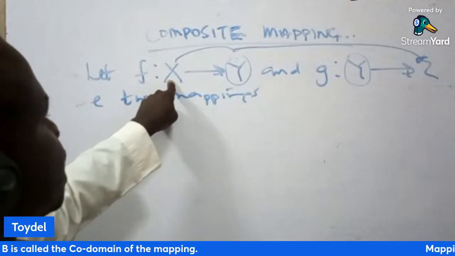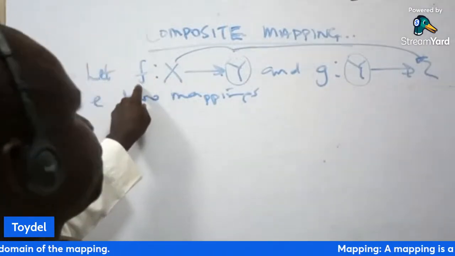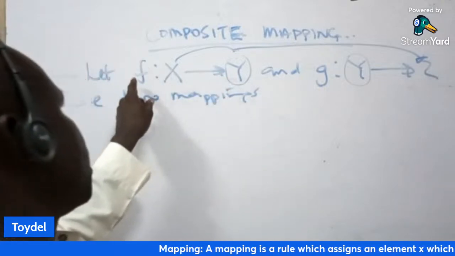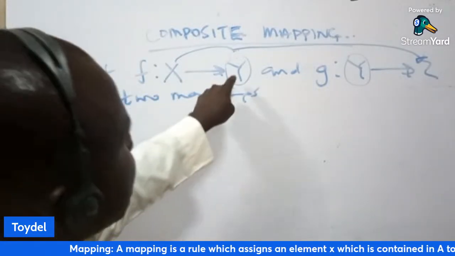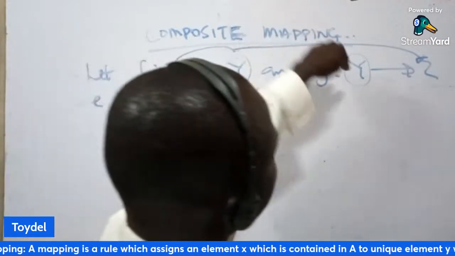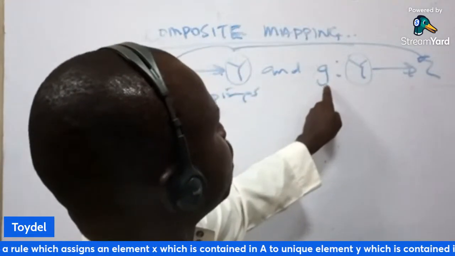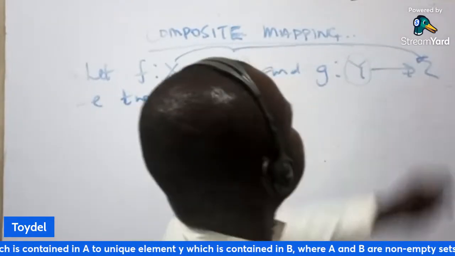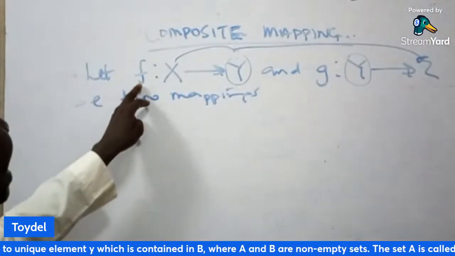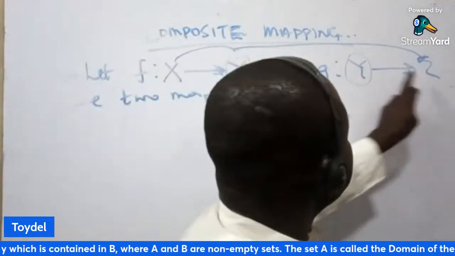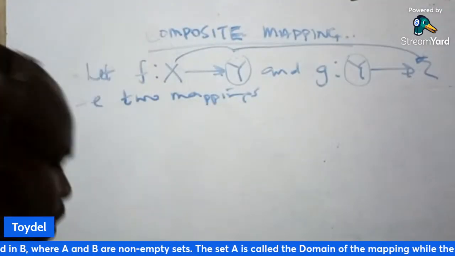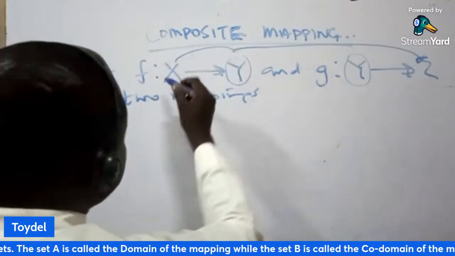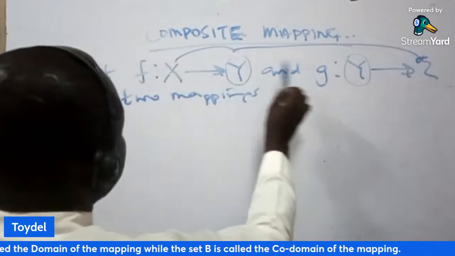X is the domain under f, y is the codomain under f. But this y, the codomain under f, is now the domain under G, which is taking elements from y to z, the codomain. We are now saying that it is possible to move directly from x to z via y, and that is the meaning of composite mapping.